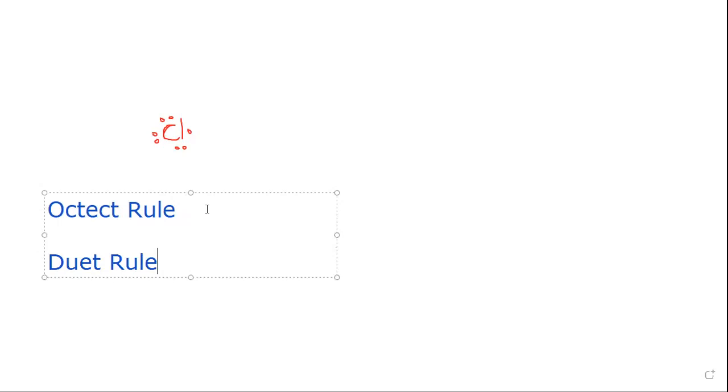So let me give you one example here about the octet rule first, and then later I will show you about the duet rule. If we have chlorine that has 7 valence electrons, and we also have sodium, can anybody tell me how many valence electrons sodium has? Anyone? Can anyone tell me?